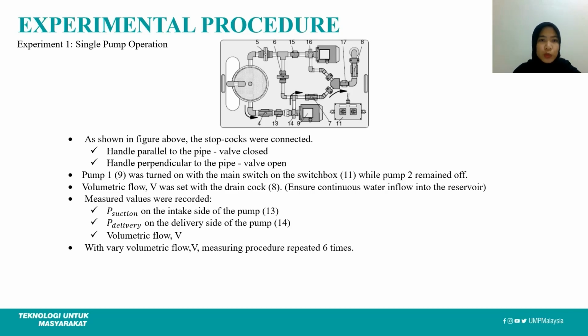For the experimental procedure, first is experiment 1. We do the single pump operation. As shown in the figure above, the stopcocks were connected. Handle parallel to the pipe means the valve is closed, and handle perpendicular to the pipe means the valve is open. Pump 1 was turned on with the main switch on the switch box, while pump 2 remained off. Volumetric flow was set with the drain cork, and we ensure continuous water inflow into the reservoir.